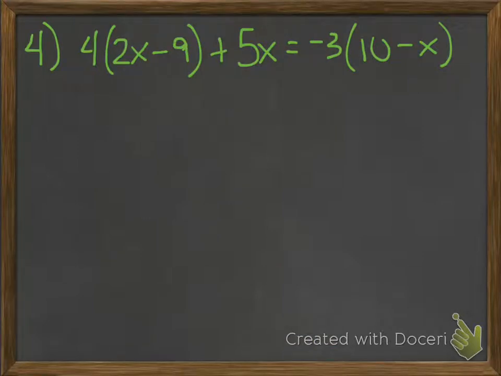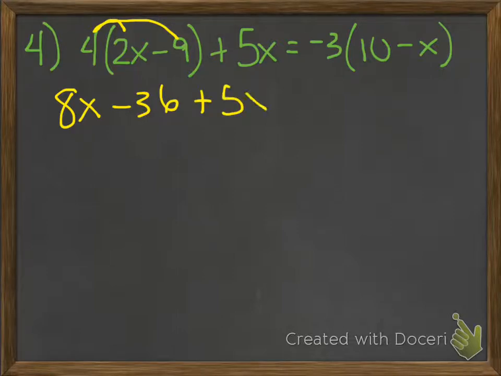In this problem, the first thing we need to do is simplify each side. So we need to get rid of the parentheses and combine like terms. On the left, when we distribute our 4, we're going to get 8x minus 36. The 5x isn't in the parentheses, so we're just going to still have that 5x.